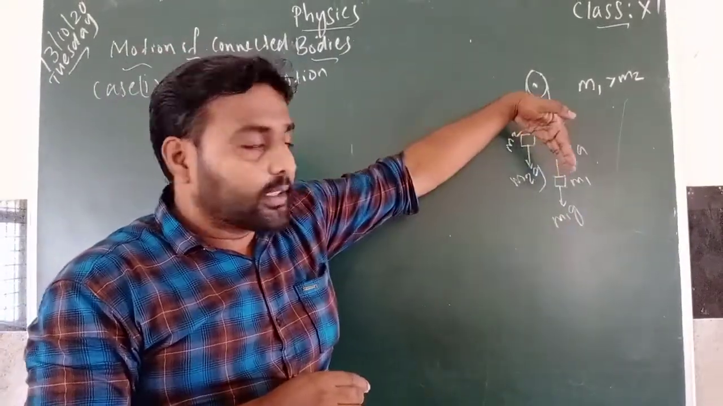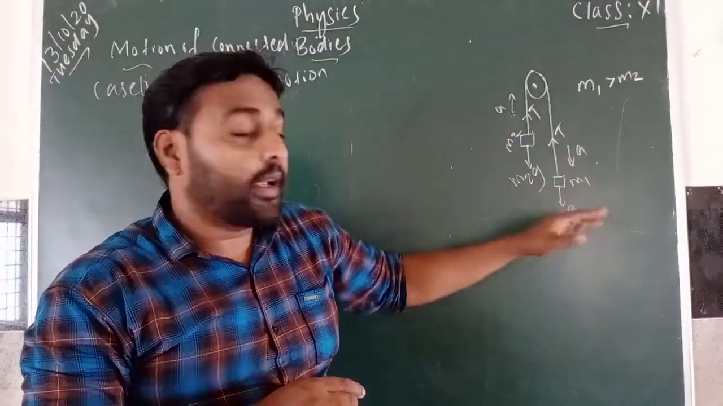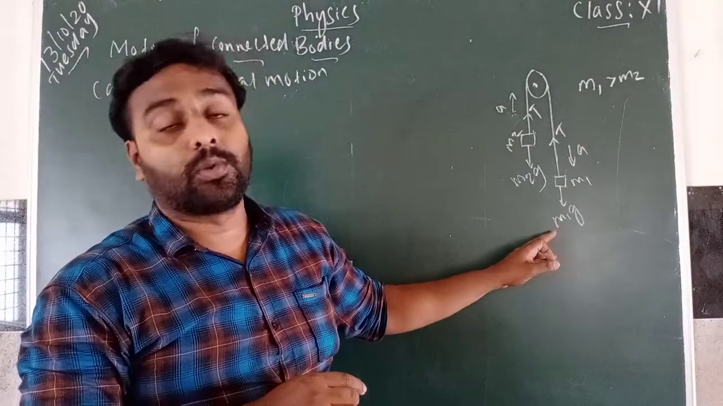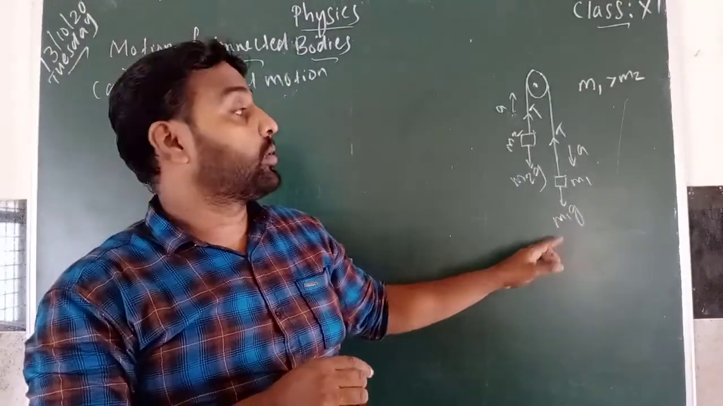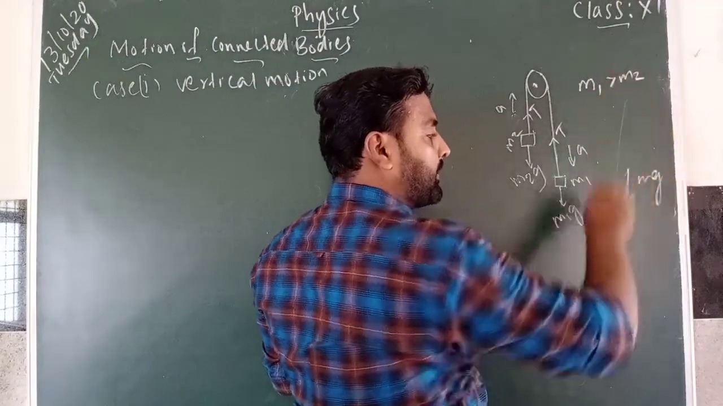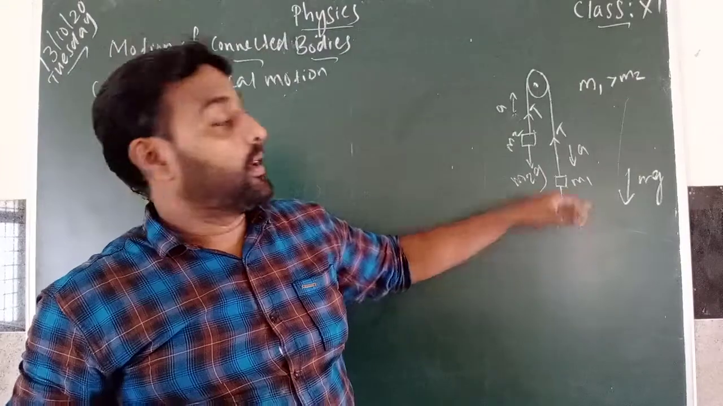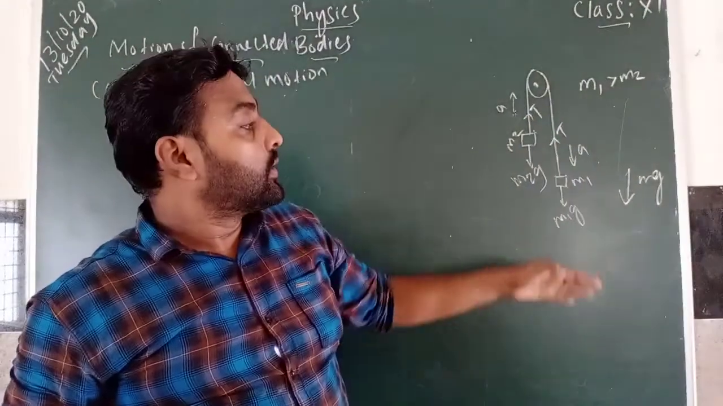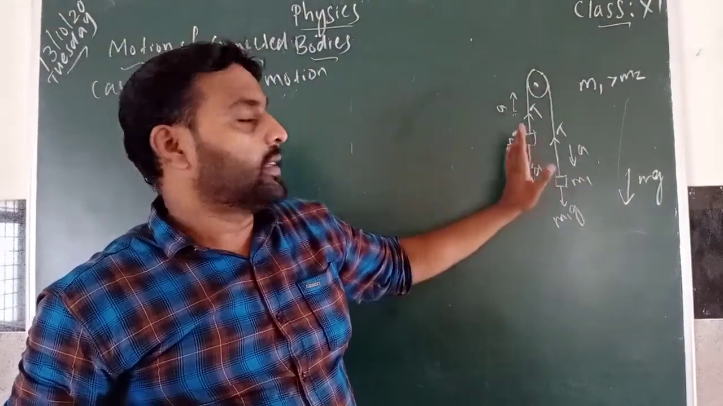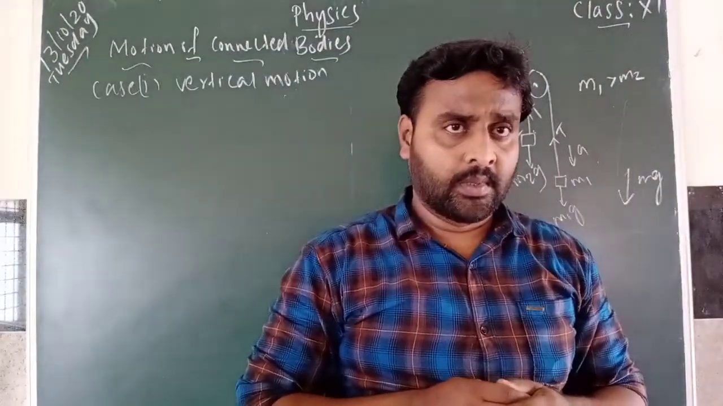Now this mass m1 is moving downward due to the gravitational force mg. W equals mg. There is always a downward force mg. Here also, due to this m1g acting downward, the mass m2 goes in the upward direction.